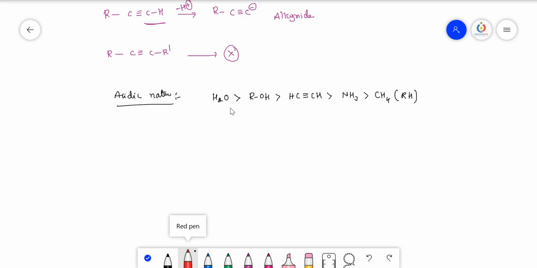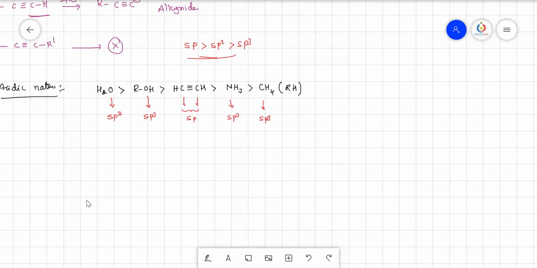And the question usually arises among students: here oxygen hybridization is sp3, here also oxygen hybridization is sp3, while carbon hybridization in both cases is sp. Nitrogen hybridization is sp3, and carbon hybridization is also sp3. Usually we say that the electronegativity of the sp carbon is more than the sp2 carbon, which is more than the sp3 carbon. So first of all, let us discuss this point, then we shall come to this particular point. I will take this space this side.